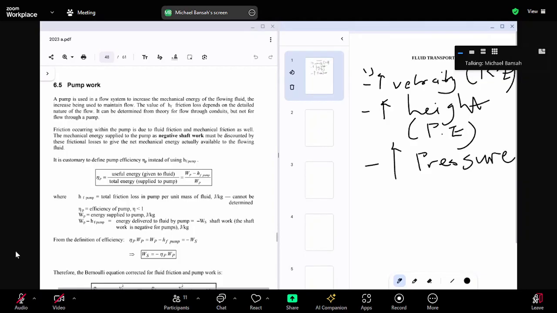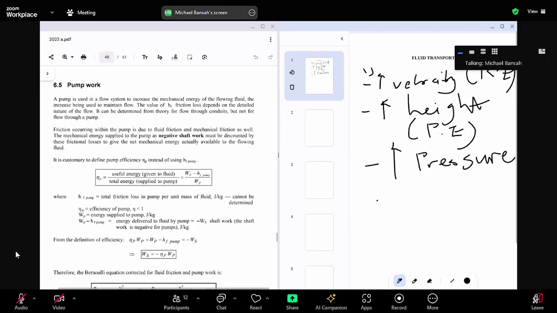Now, if we know these things, we will be able to understand the general Bernoulli equation concerning pumps, and we'll know how to go about it.